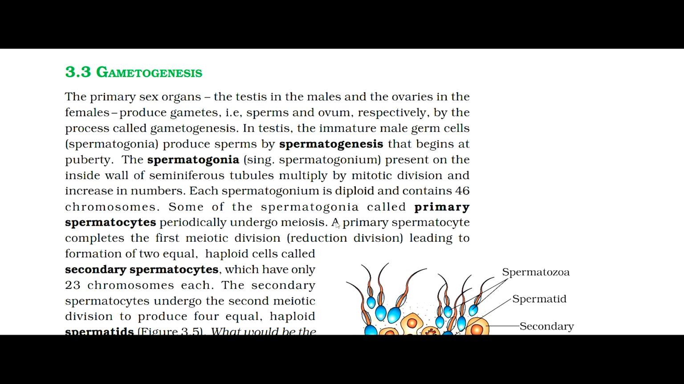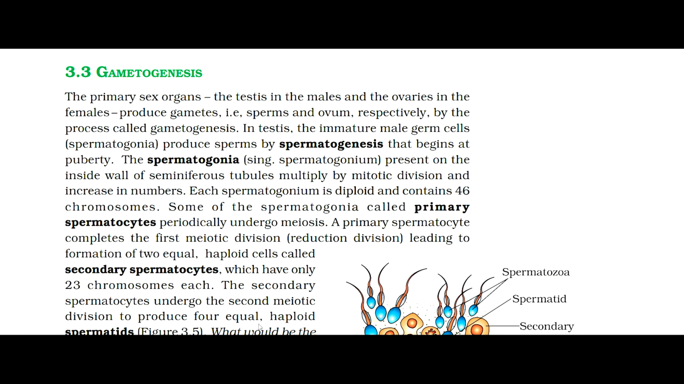A primary spermatocyte completes the first meiotic division, which is reduction division, leading to formation of two equal haploid cells called secondary spermatocytes, which have only 23 chromosomes each. The secondary spermatocytes undergo the second meiotic division to produce four equal haploid spermatids, which is given in figure 3.5. What would be the number of chromosomes in the spermatids?